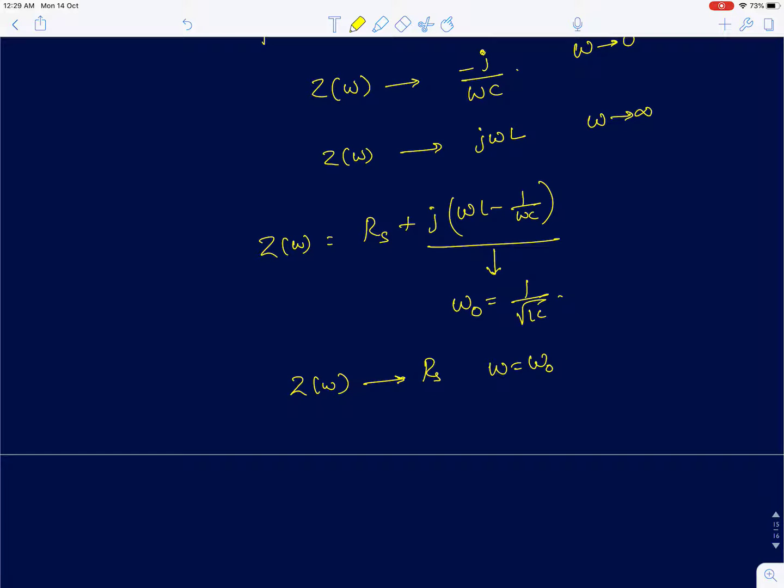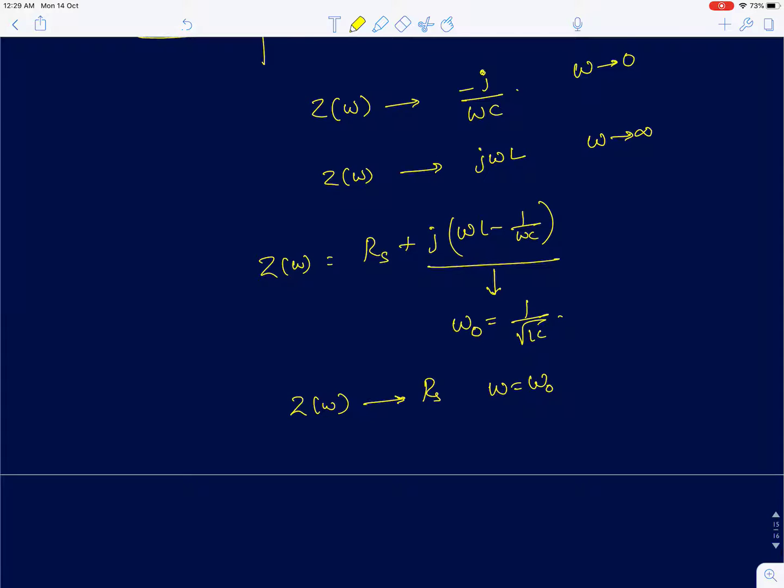So the circuit initially starts off at low frequencies. I'm going to sweep my frequency from 0 to infinity. It starts off behaving like a capacitor. Then at omega equal to omega naught, it transitions to a resistor, and then at very high frequencies it completely turns into an inductor.